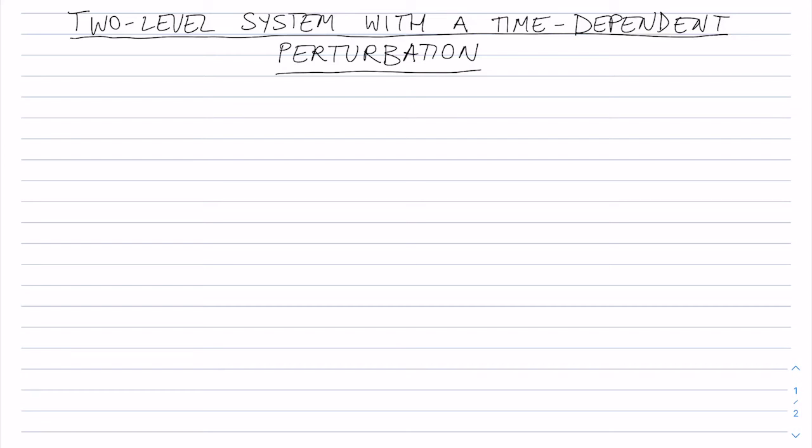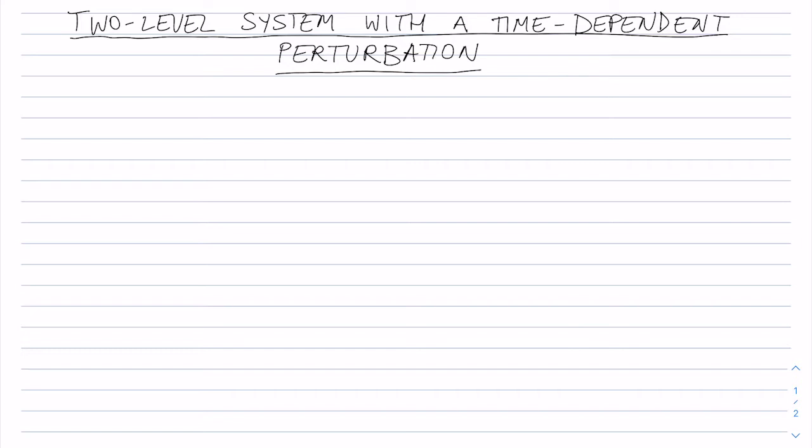G'day everyone. In this lecture, we're going to look at a two-level system with a time-dependent perturbation V as a function of time. It's going to be a very mathematical kind of lecture, with a lot of maths. So you might want to slow down and do it yourself, following the notes, and you might want to skip ahead for the boring bits.